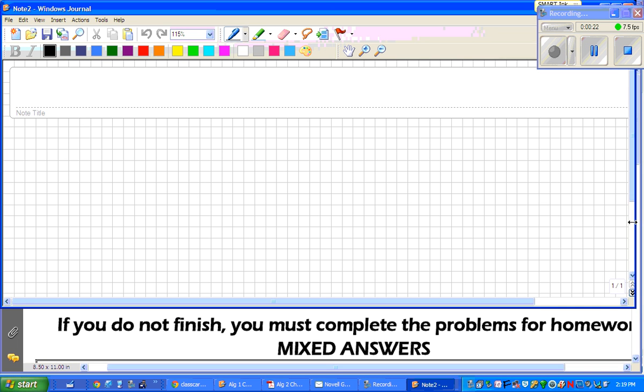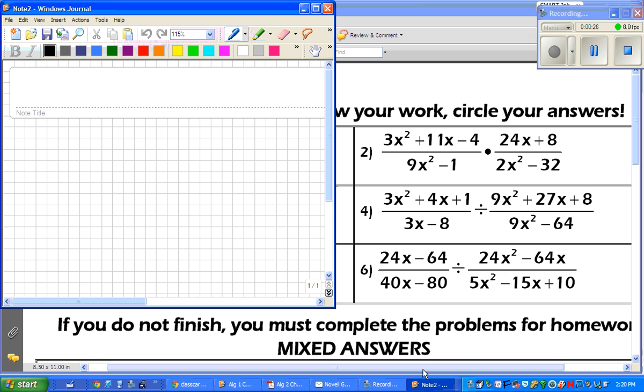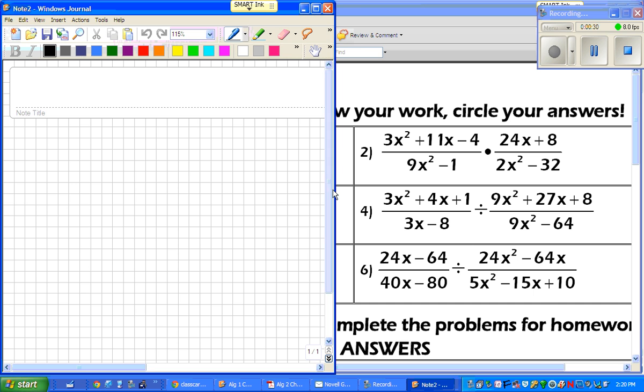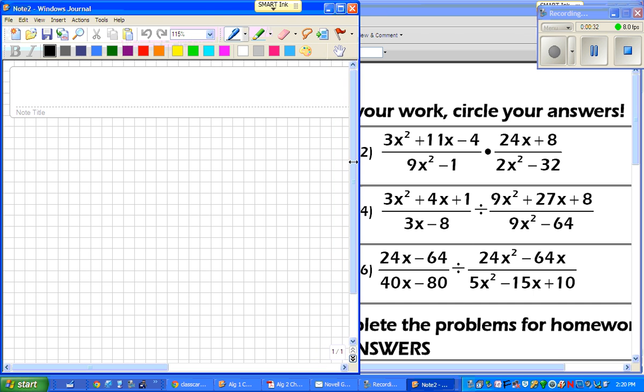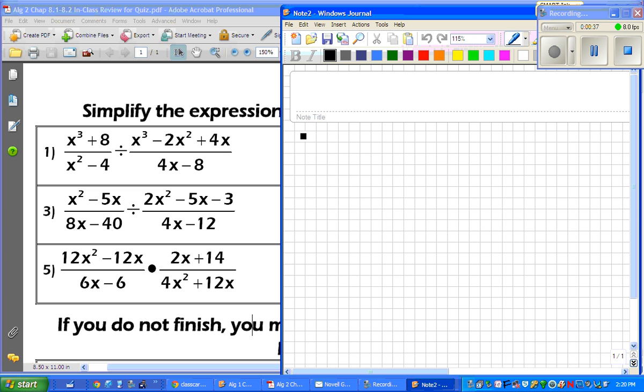So, I'm actually going to have 2 sheets of paper out, so I can do my notes on one side and my work on the other. Okay? So, here's my actual work.